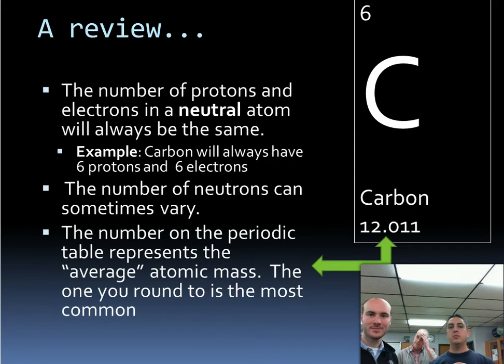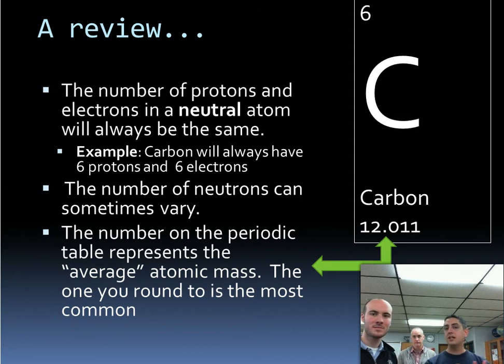Just to remind you, protons and electrons are always going to be equal to each other when you're talking about a neutral atom. When you look on the periodic table and you see an element, those are neutral, so you have the same number of protons and electrons. So if you look at carbon, 6 protons, 6 electrons, because they cancel each other out.